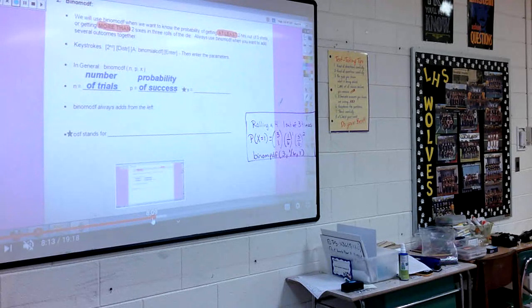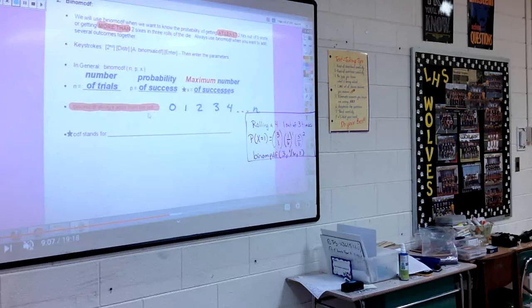In general, binomial CDF, again, is the number of trials, the probability of success. The third part is what changes. The X is going to be the maximum number of successes. So binomial CDF always adds from the left, is what that means. That means if I want 3 or fewer successes, I'm going to put the number 3 in there because it's going to give me 0, 1, 2, and 3.